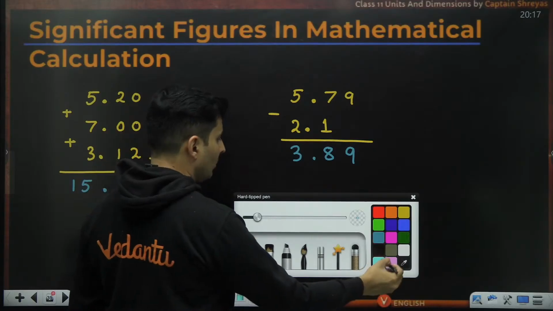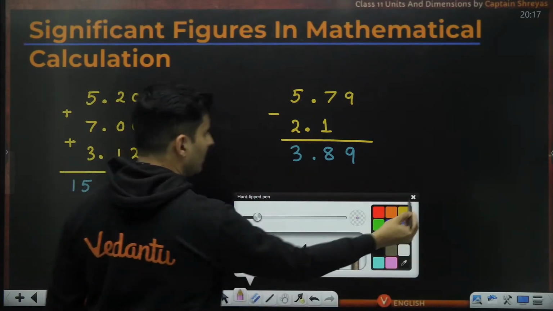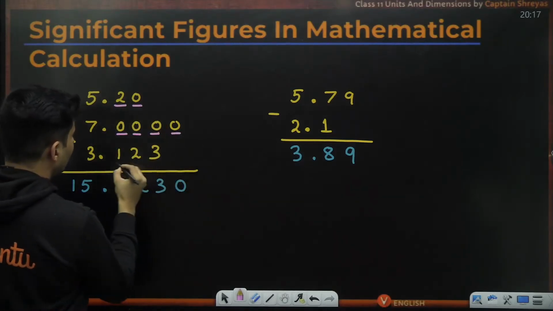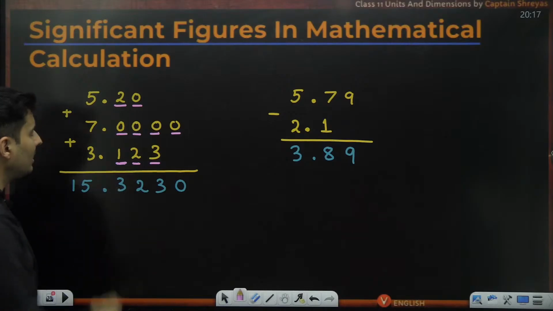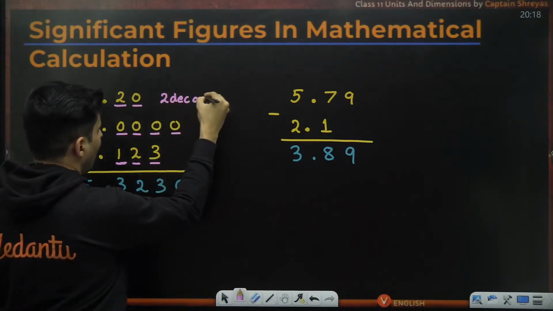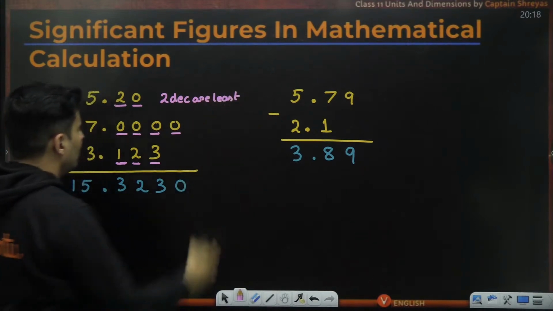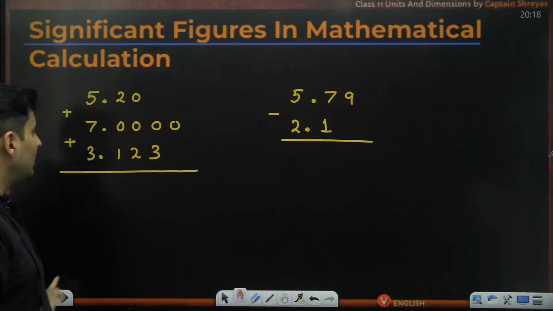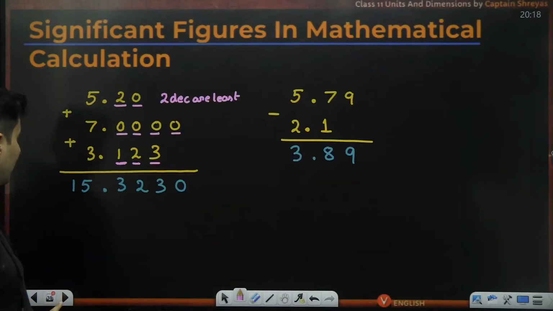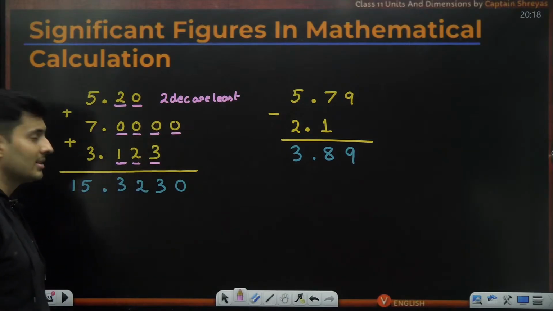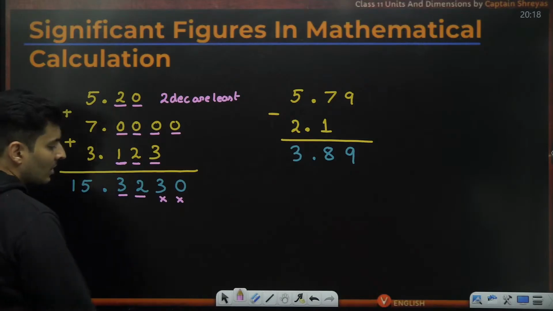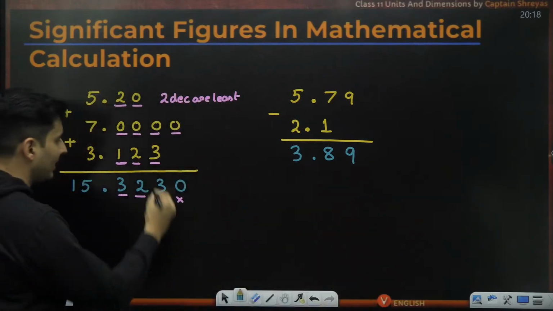If you check the numbers over here, this has 2 decimal places. This has 1, 2, 3, 4. This has 1, 2, 3. So out of the 3 numbers, this has the least decimal places. 2 decimals are the least. This has 4, this has 3. Check the least of the decimal places whenever you are going to add and subtract. So the final answer should also have 2 decimal places. That means only these 2 are needed. This and this are not needed. The moment I don't need them, use the method of rounding off.